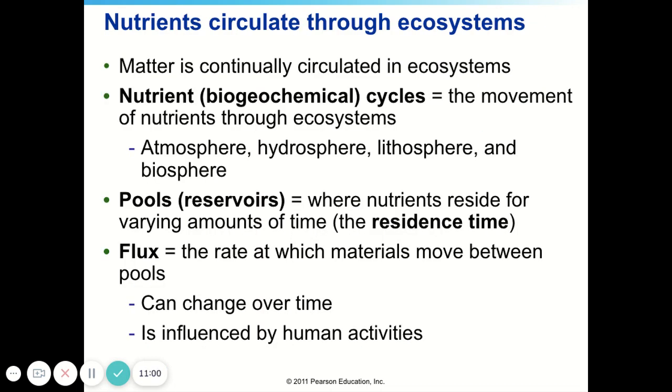I want to make sure that you knew a few terms that we talk about when we talk about biogeochemical cycles that may not have been mentioned in the notes. And they include the terms you see here, pools or reservoirs, which is just talking about a place where those nutrients may reside. For example, rocks would be a reservoir for phosphorus. Flux describes the rate at which the materials move around in the ecosystem.